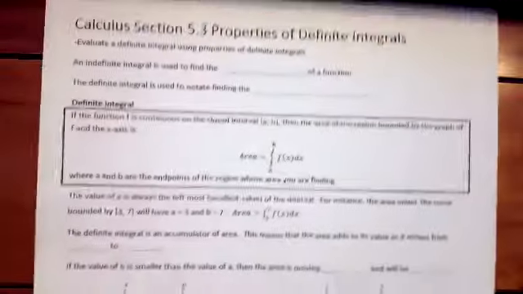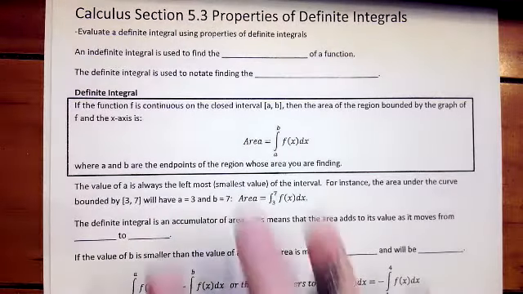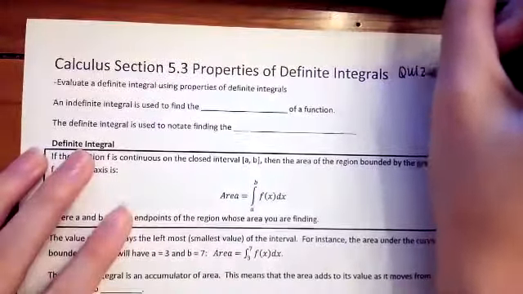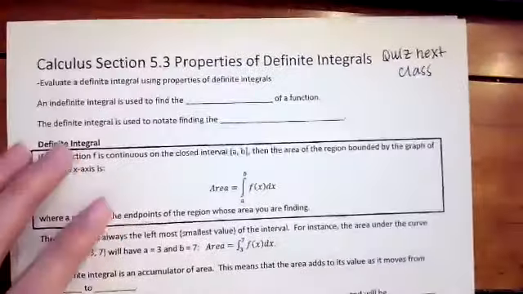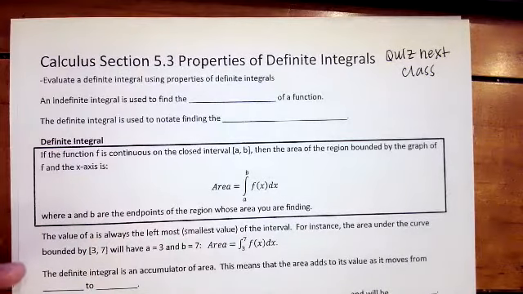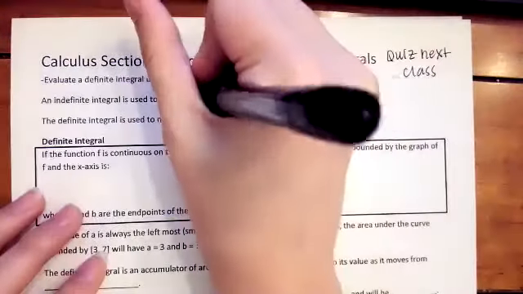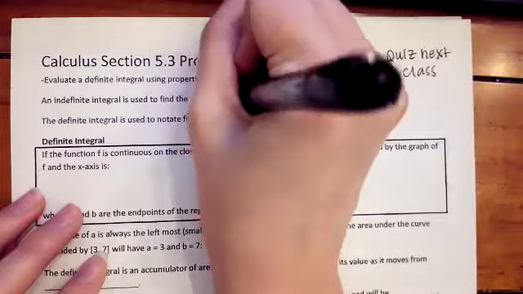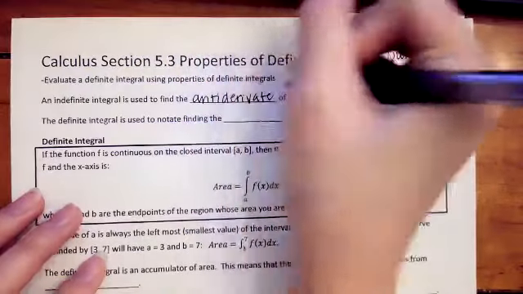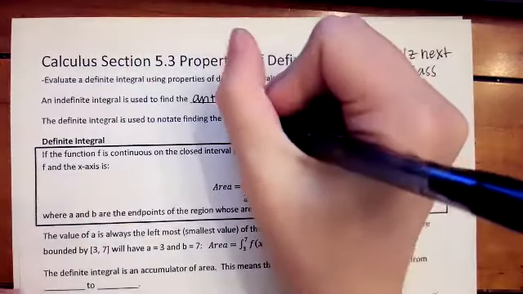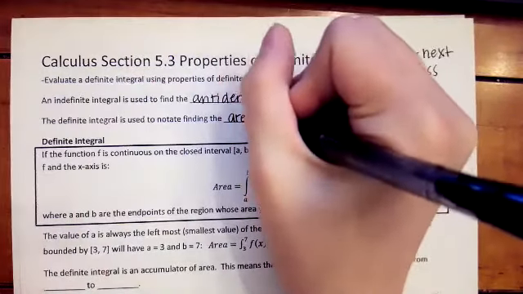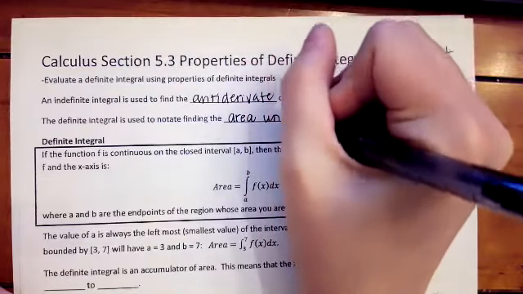I'm going to move along to our next part of 5.3, which is definite integrals. This is what your quiz is over next time. Definite integrals basically says, can you do an antiderivative or an indefinite integral like we did in 5.1? And then can you use your limits of integration to find the area under a curve?